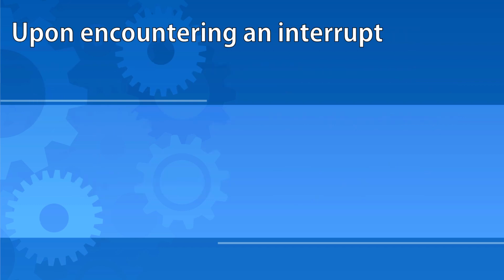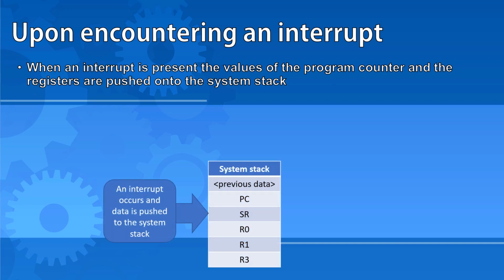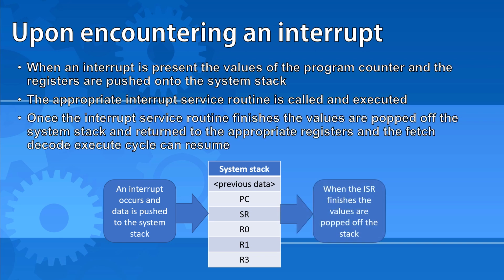When the fetch decode execute cycle encounters an interrupt, the values of the program counter and the registers are pushed onto the system stack. The appropriate interrupt service routine is called and executed. Once the interrupt service routine finishes, the values are popped off the stack and returned to the appropriate registers, and the fetch decode execute cycle can resume.